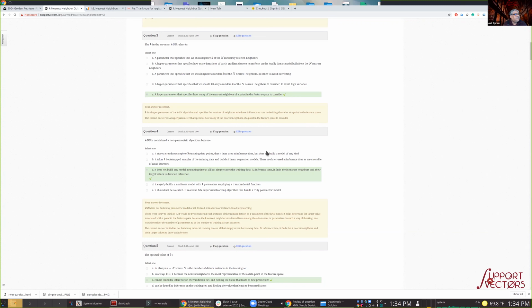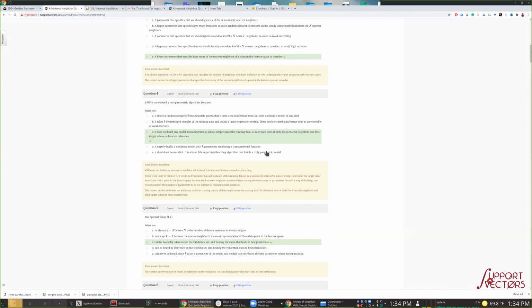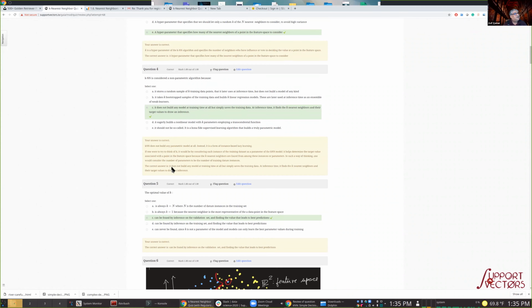Next question: KNN is considered a non-parametric model because, the correct answer is, it does not build any model at training time at all, but simply saves the training data. At inference time, it finds the K nearest neighbors and their target values to draw an inference. So that is the lazy evaluation, right? It is also called lazy evaluation. In fact, that is one of the questions I ask here.